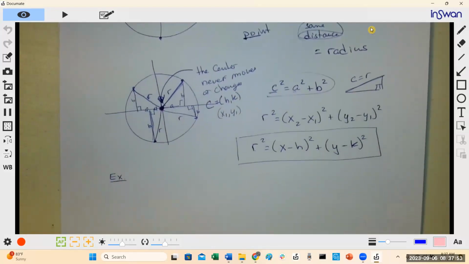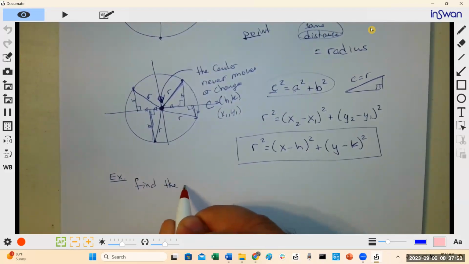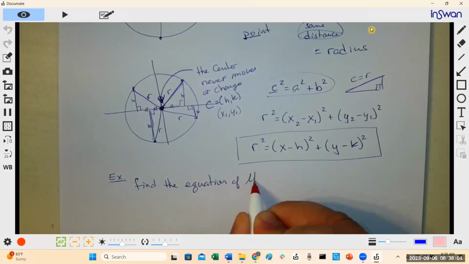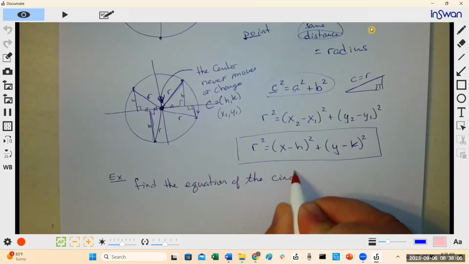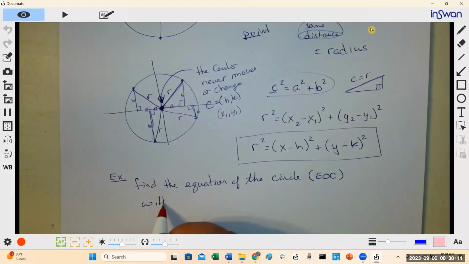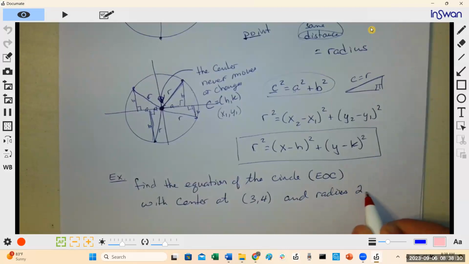Example. Find the equation of the circle, which I'm going to call from now on EOC, with center at (3, 4), and radius 2.